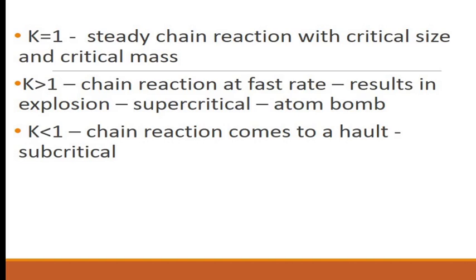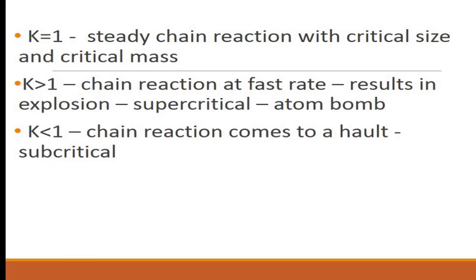If K is equal to 1, we can say that a steady chain reaction occurs. Then the size of the fissionable material is called its critical size, and its mass is called critical mass. So if the chain reaction is steady, the size of the uranium used is known as critical size and its mass is known as critical mass.